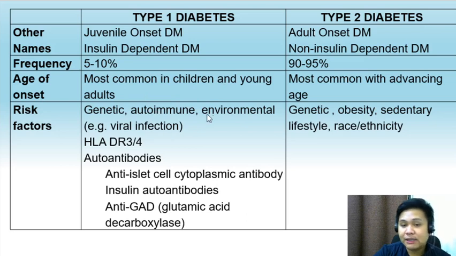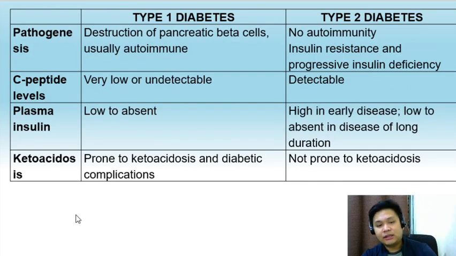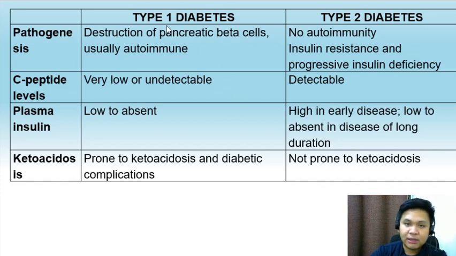Then, of course, the presence of autoantibodies. In type 2, aside from genetics, you have obesity, sedentary lifestyle, race, and ethnicity as risk factors. This is a continuation of the table. So I've discussed the pathogenesis a while ago.